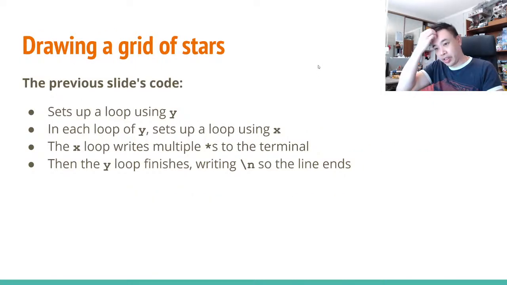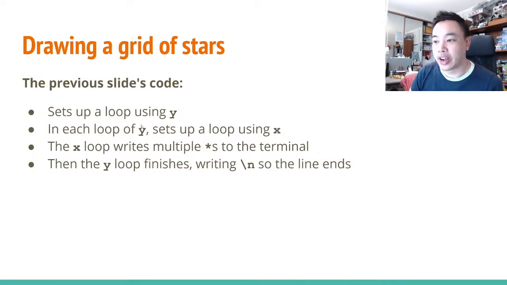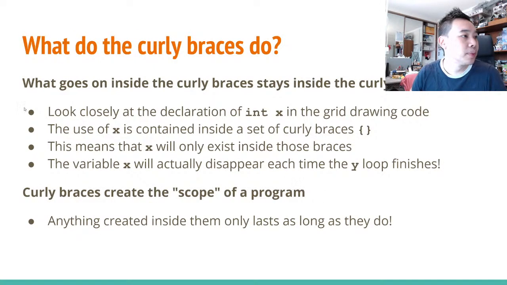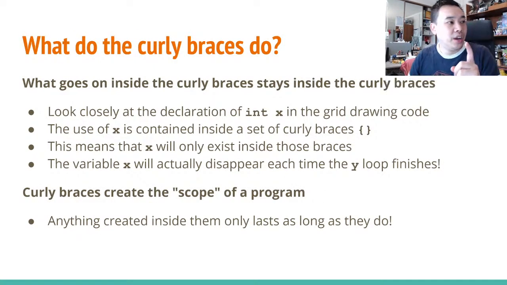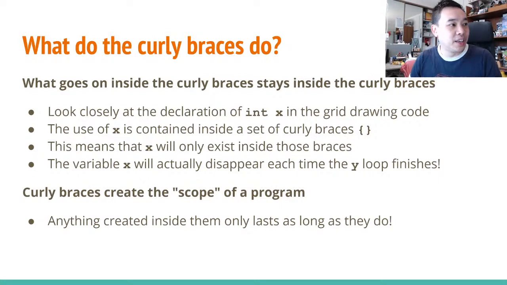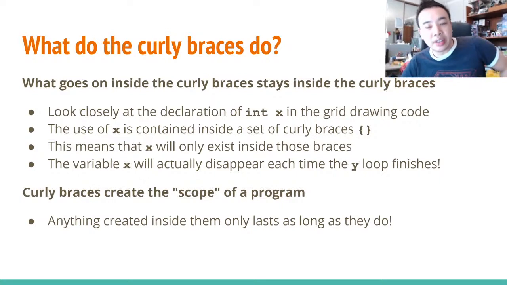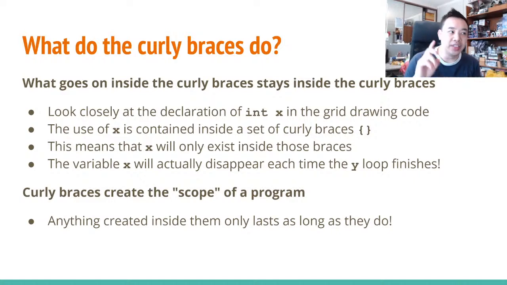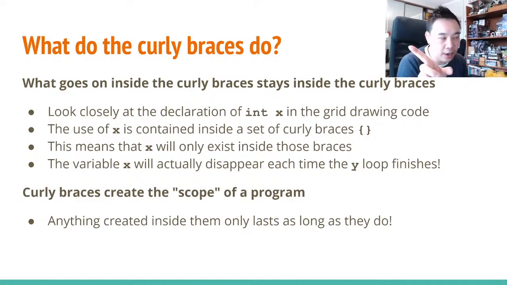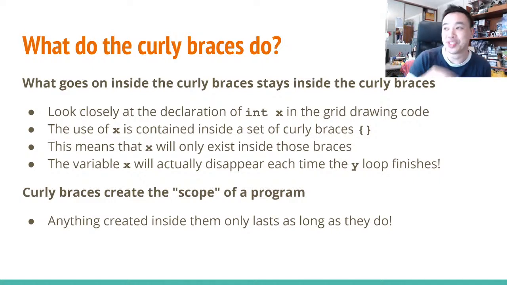So this is the drawing of the grid of stars. I don't think I need to talk about this. The X loop writes the line, and the Y loop writes multiple lines. I think I've already explained that as I was doing it. Now, I did want to say something else today because it's actually very important. This is something that's going to come up later more than sooner, but you'll get the feel of it as things go on.